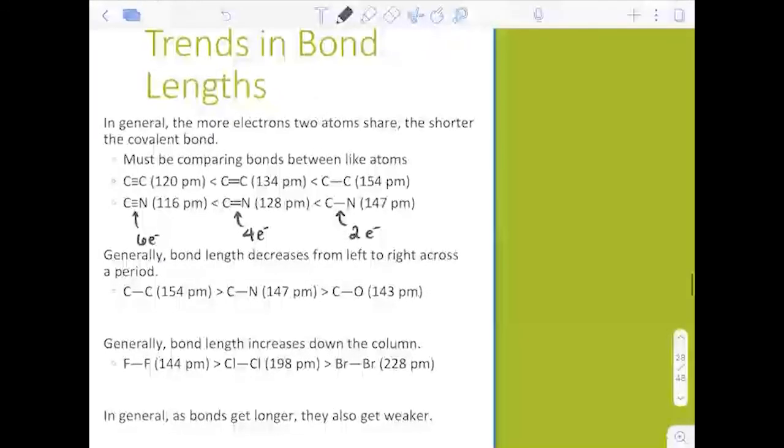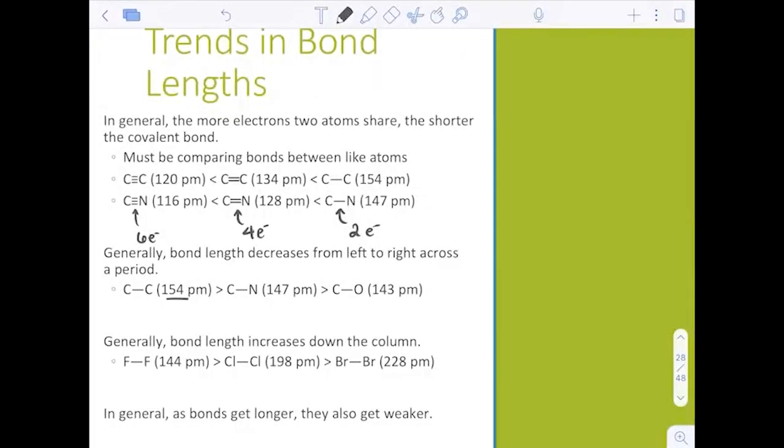Generally, bond length decreases from left to right across the periodic table. Again, as we go from left to right on the periodic table, atoms' size decreases. And as we go down a column, what we just talked about, atom size increases. So the bond length increases. And in general, as the bonds get longer, they also get weaker, meaning their bond energy decreases. Doesn't cost as much to break them.